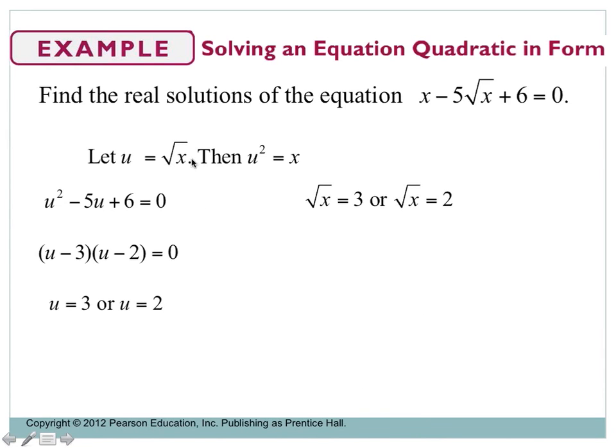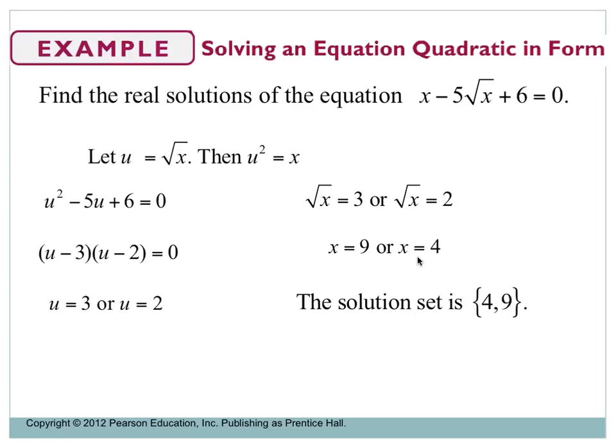And then we just solve this equation. So we know that square root of x equals u, so we have square root of x equals 3 or square root of x equals 2. In order to solve that, you just square both sides. So we get x equals 9 or x equals 4. So that's our solution set, 4 and 9. Make sure you always go back and check to see that it works.